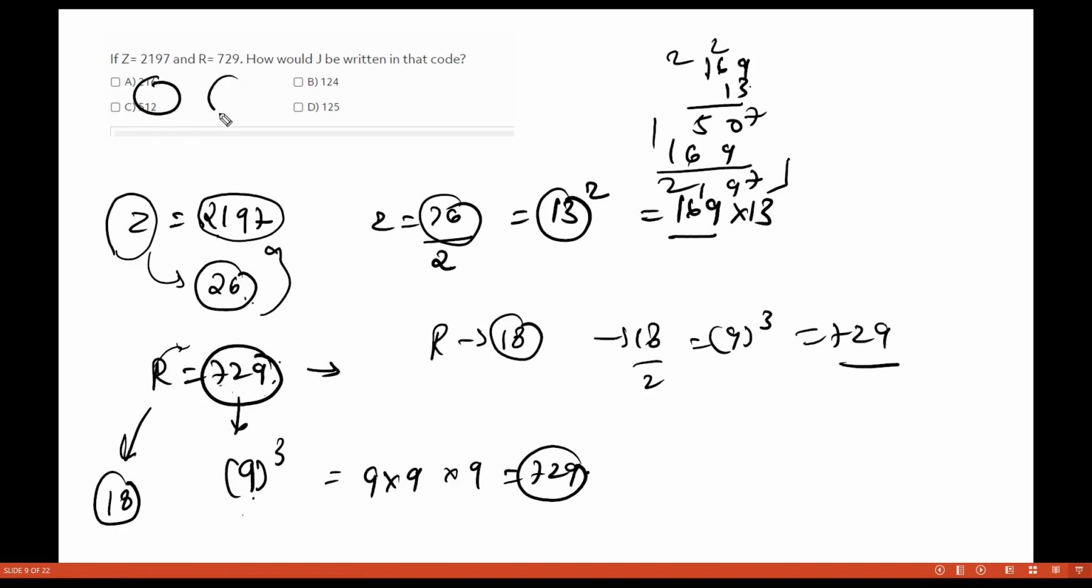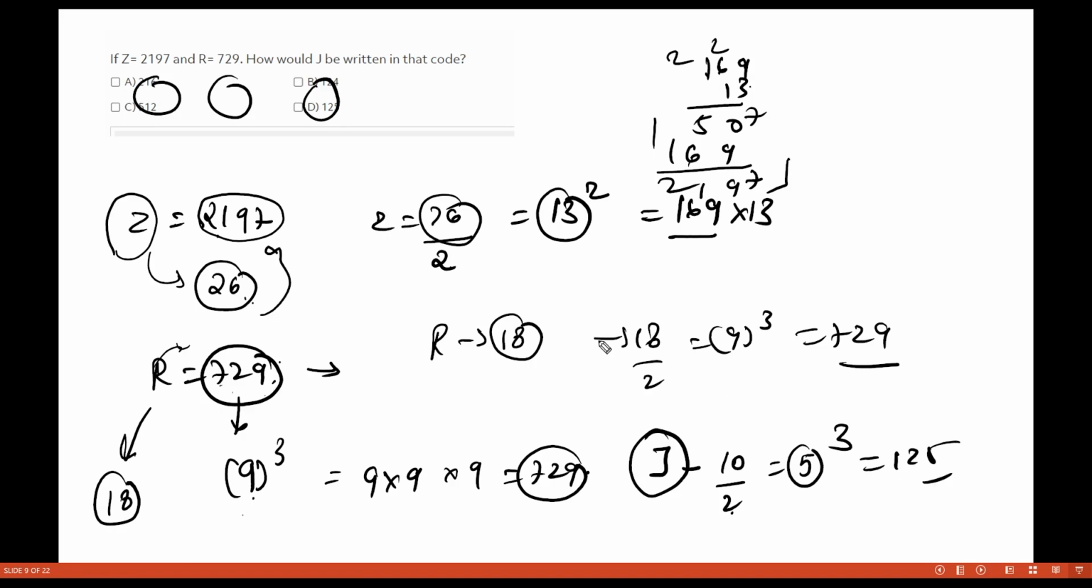So this logic works. This logic works what? That we take the alphabet, we find its position in the alphabetical order, we divide that by 2 and do the cube of the number. So 10 divided by 2 is 5. 5's cube is what? 125. So very simple. 125 is our answer. So this is how we do these kinds of questions.